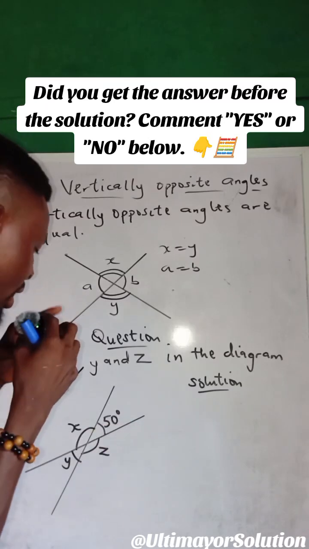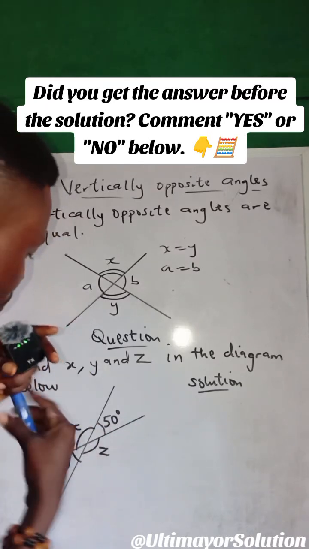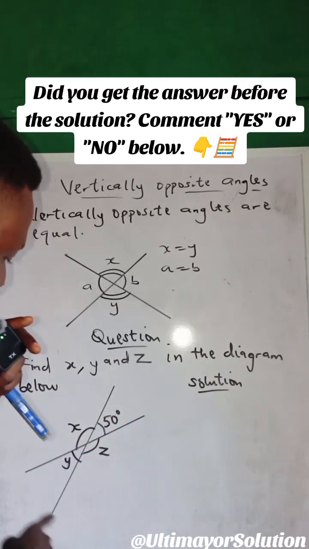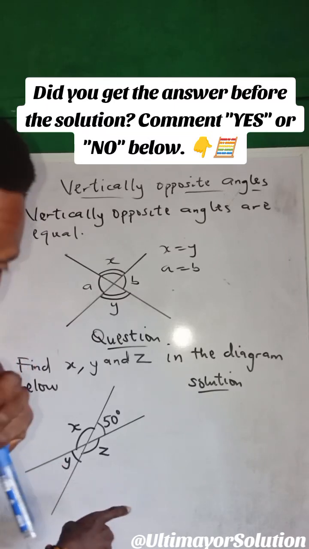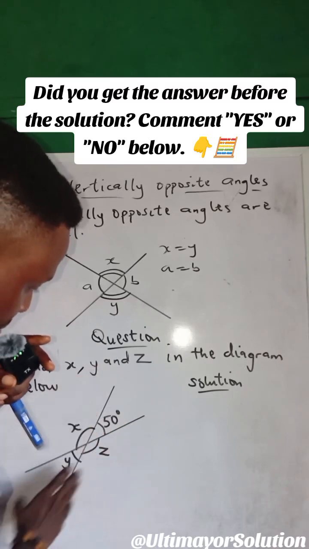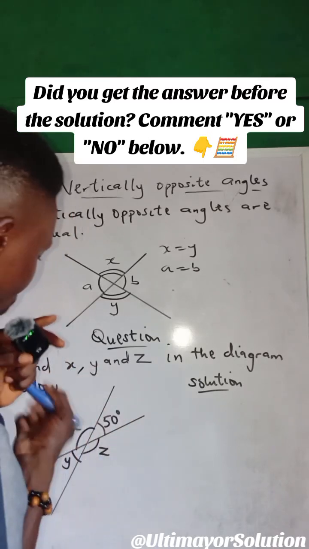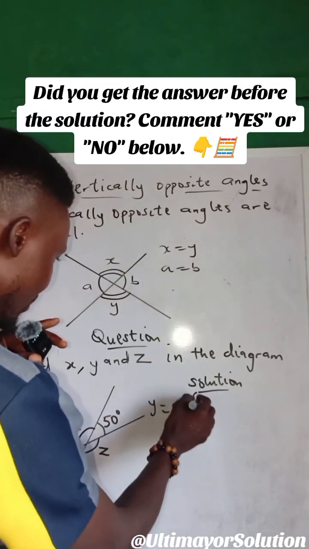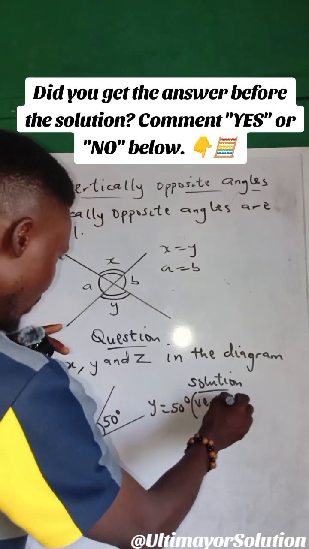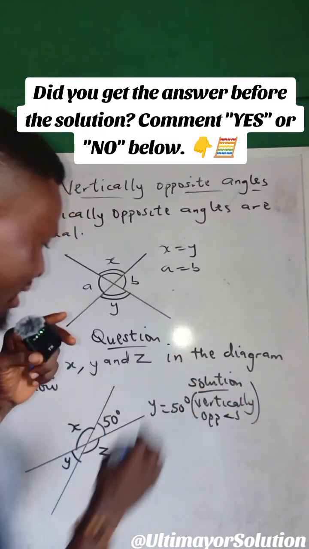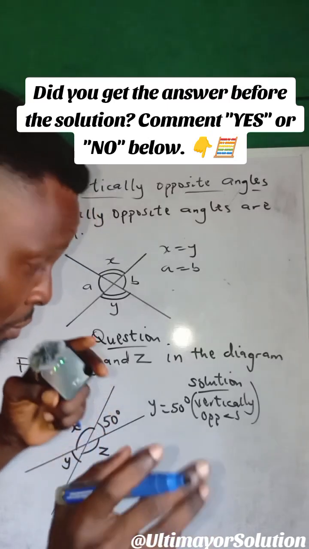Now, let's solve this question together. Look at what we have here. We have to find X, Y, and Z. Already, this Y is 50 degrees, because this 50 degrees and this Y are vertically opposite to each other. Remember letter X. So already Y is equal to 50 degrees, and the reason is vertically opposite angles. So that is the reason for Y to be 50.